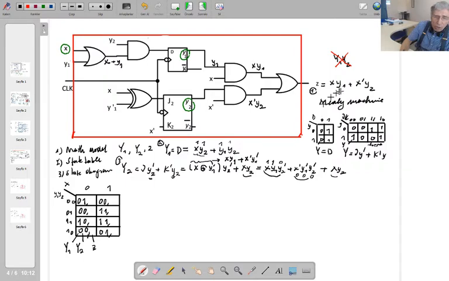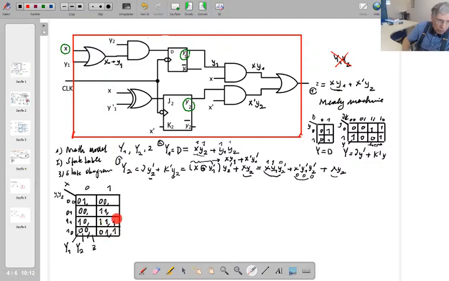It says x, y1. This column is x equal to 1, and y1 is those two. So I put 1, 1 here. These two represent this product term here. So let's say this product term is represented by these two ones.